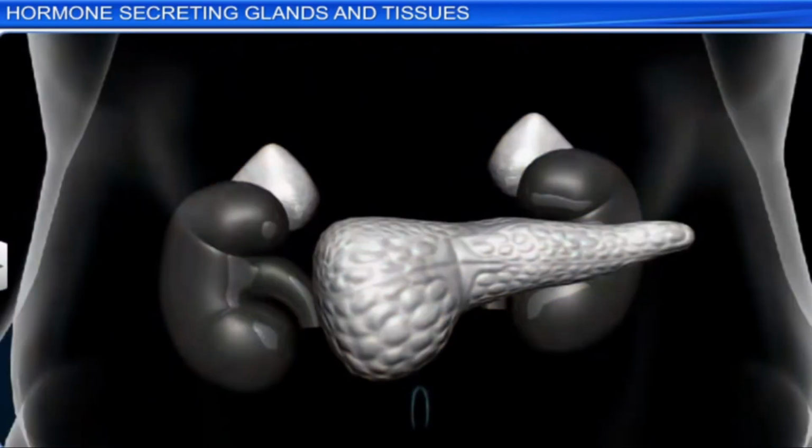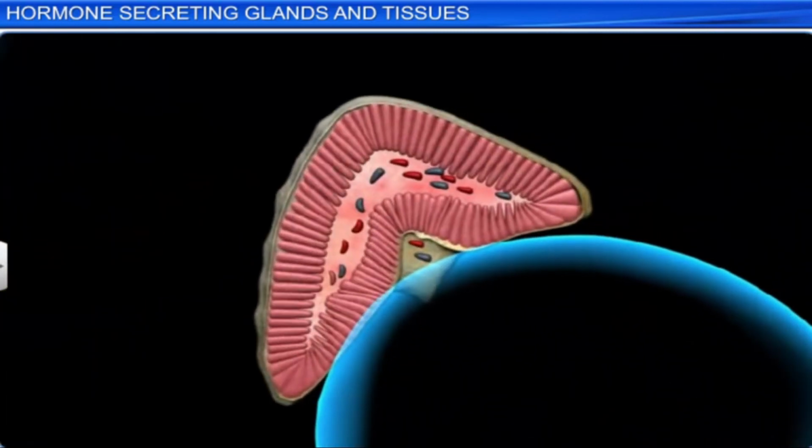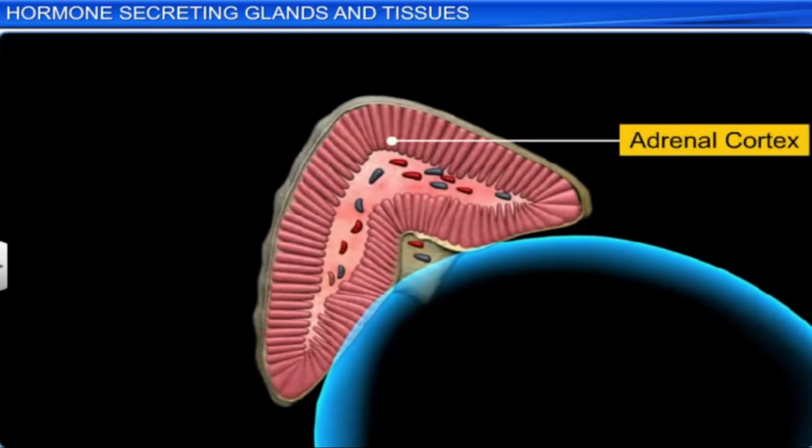Another important hormone-secreting gland is the adrenal gland. These yellowish, triangular-shaped glands are also called suprarenal glands because they are situated on the top of the anterior part of the kidneys. Each adrenal gland is formed of two types of tissues: the outer adrenal cortex and the inner or central adrenal medulla.